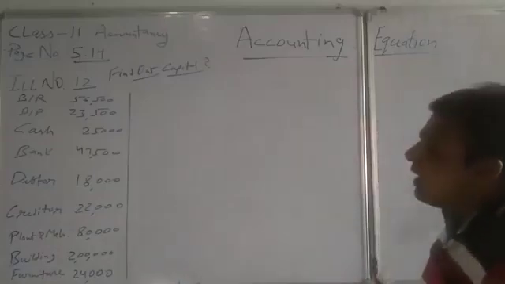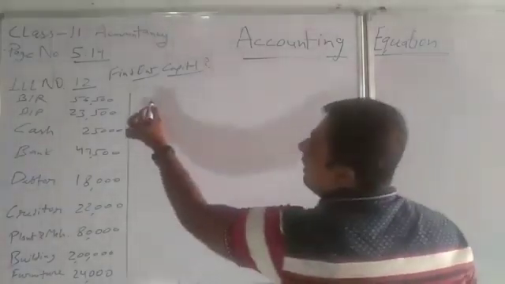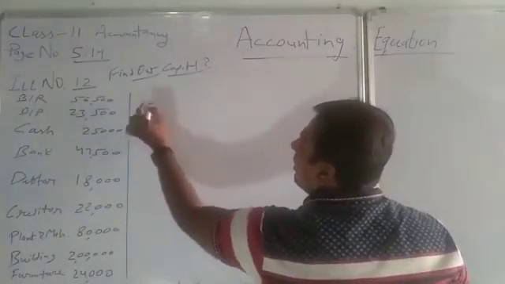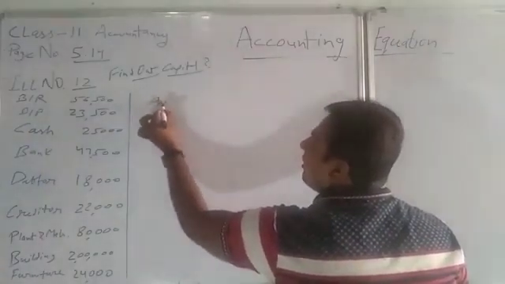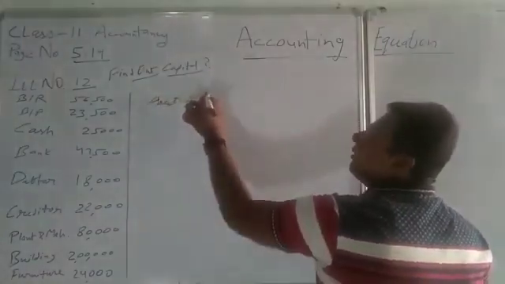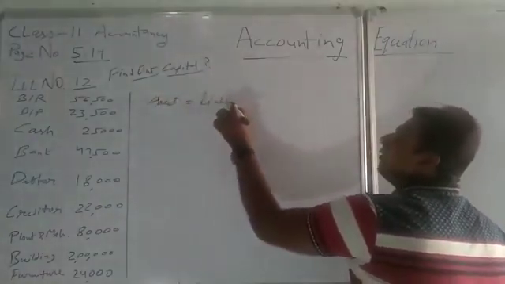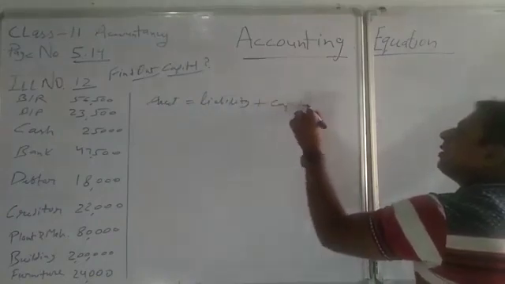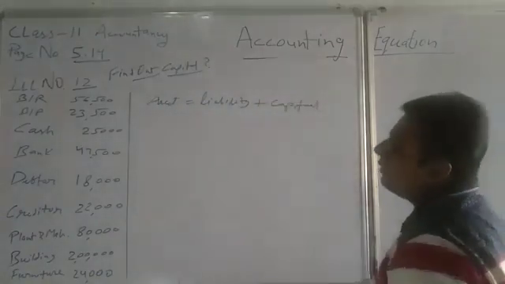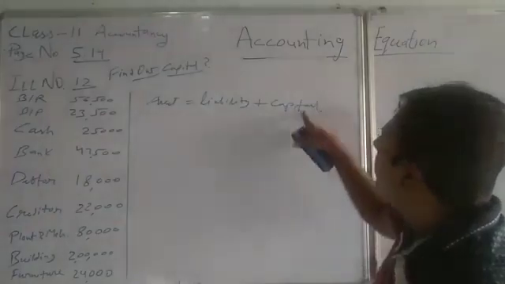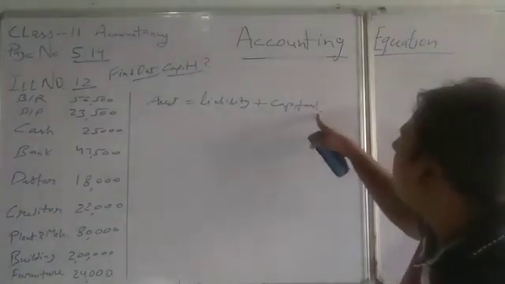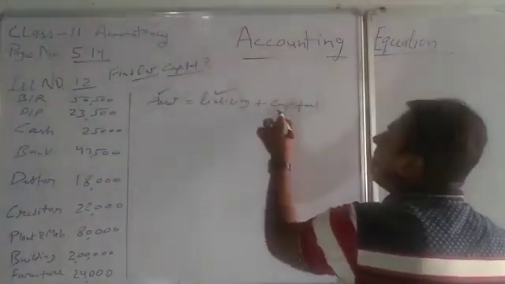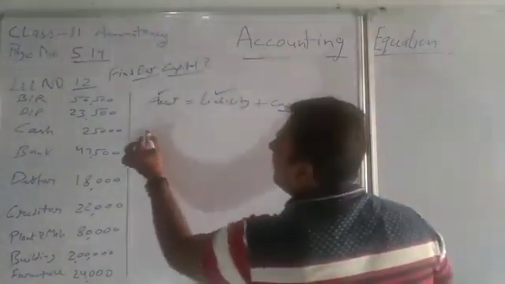Let's see. As we all know, the formula is asset is equal to liability plus capital. So we have to find the capital. I can rearrange because I have various assets and various liabilities, but capital is not given. So I will take it here.